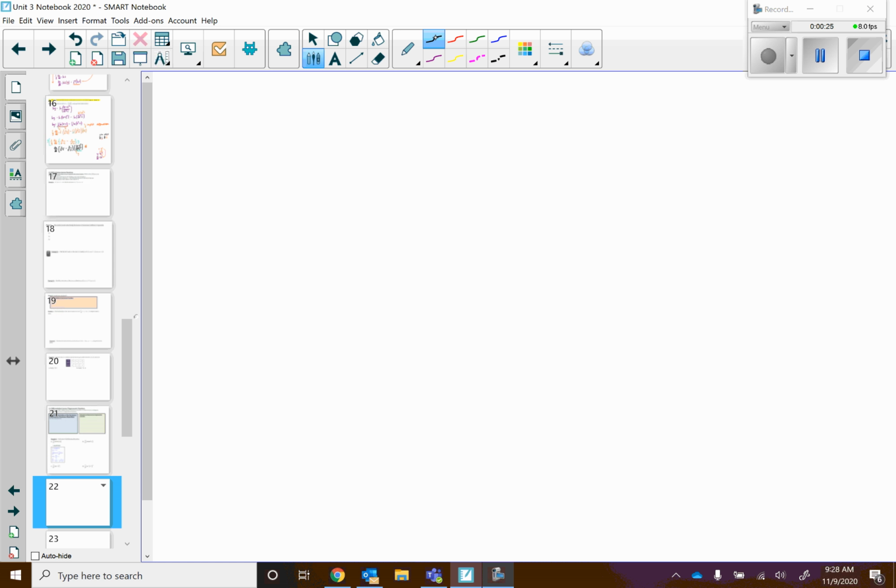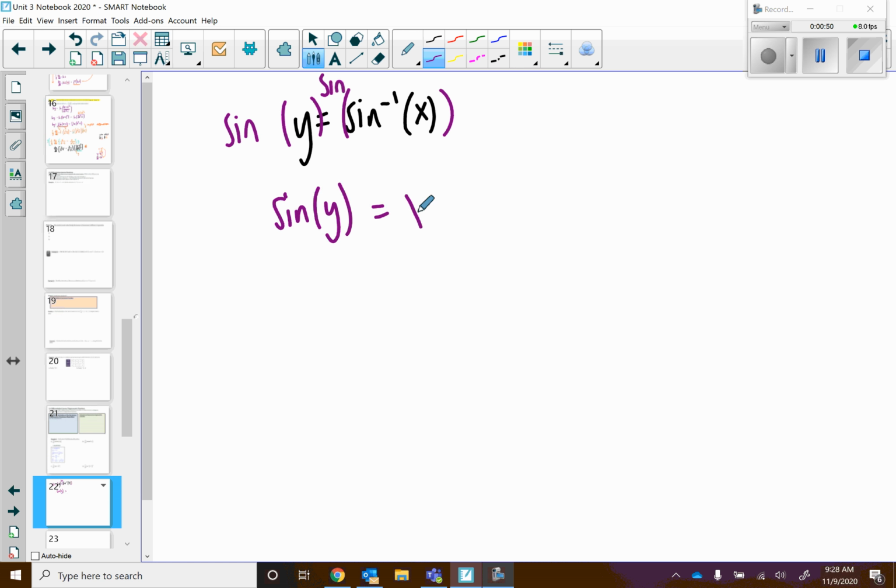So let's say we have y is equal to sine inverse of x, and I want to find this derivative. Well, the issue here is that I don't know what the derivative of sine inverse is. So instead of doing this with sine inverse, what if I take sine of both sides? In doing so, I would get sine of y is equal to x, right? A function and its inverse cancel each other out. So here's what I've got.